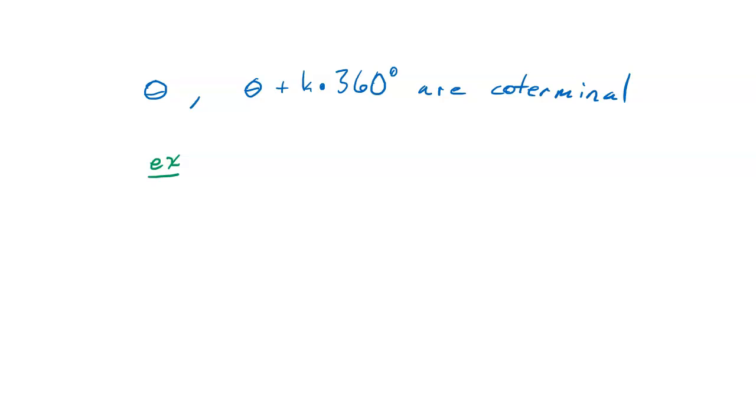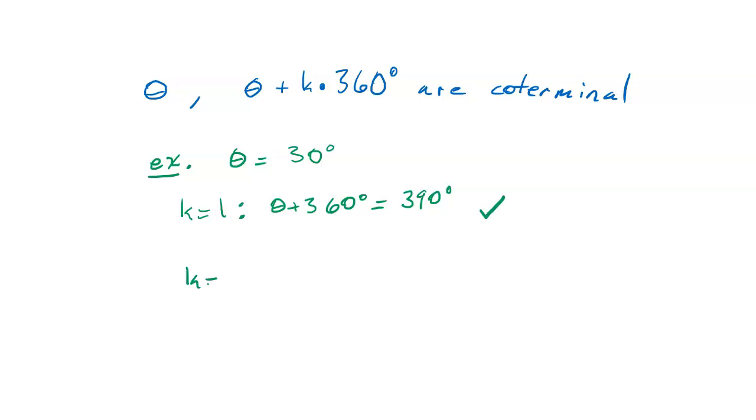We can work through an example. Let's say we have theta equal to 30 degrees. We can find multiple coterminal angles to 30 degrees. Let's start by setting k equal to 1. So when k equals 1, we simply have theta plus 360, which in this case is going to equal 390 degrees, because 30 degrees plus 360 is 390. So 390 and 30 are coterminal.